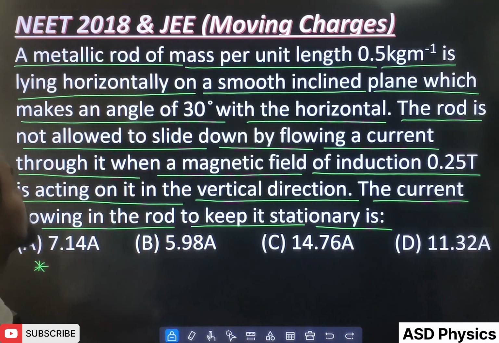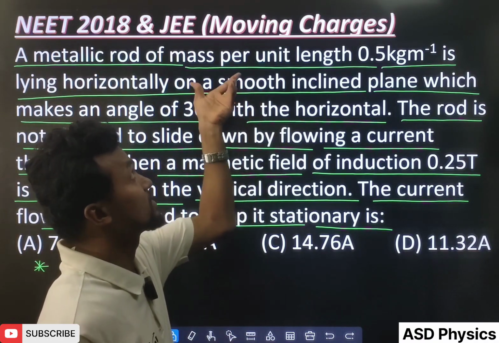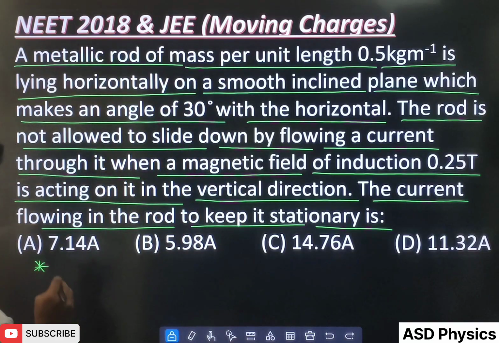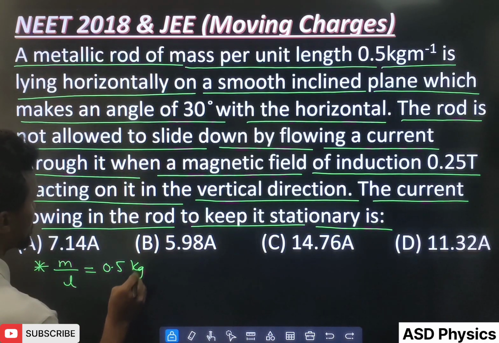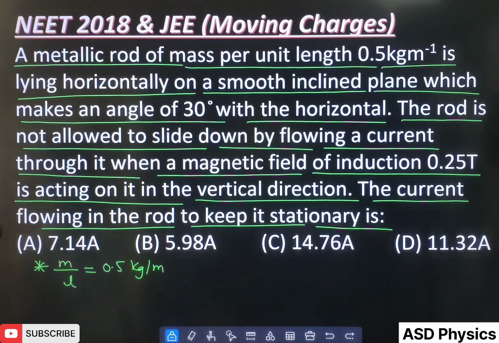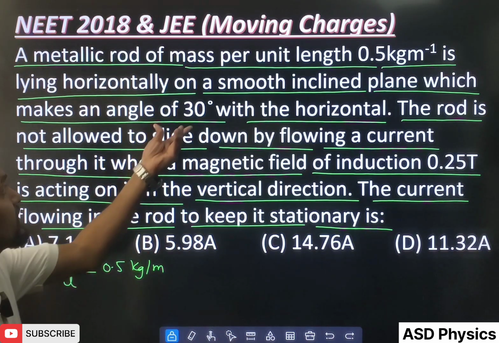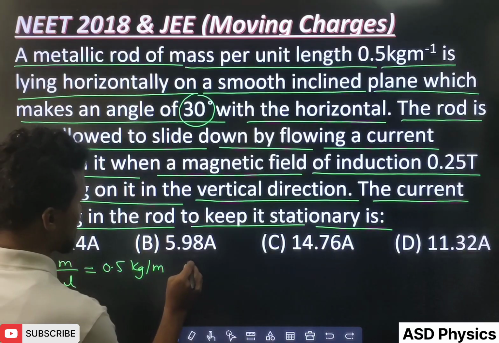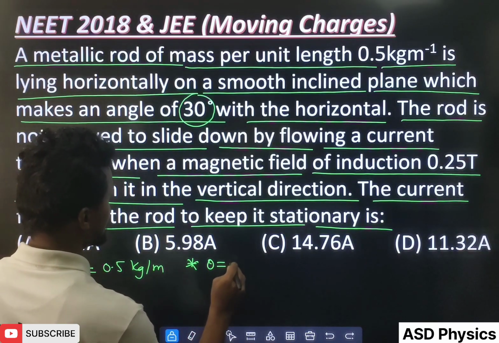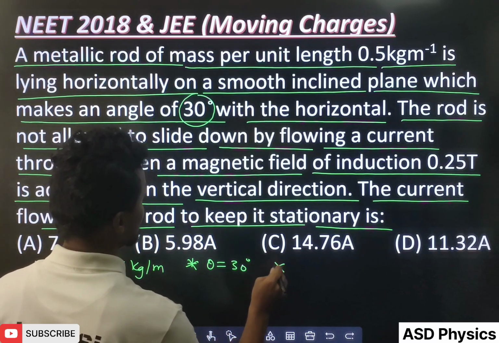The data is given here. First one, mass per unit length. That means if the mass of the wire is m and the length is l, I can write m by l is given as 0.5 kilogram per meter. Next, what they are telling us is this angle. How much angle is there? 30 degrees. The inclined plane has an angle of 30 degrees, so theta is given as 30 degrees.